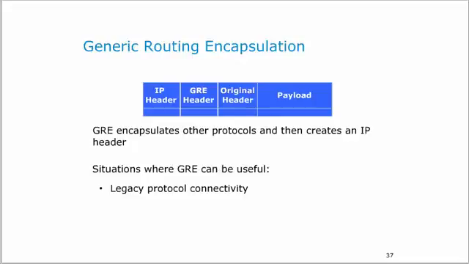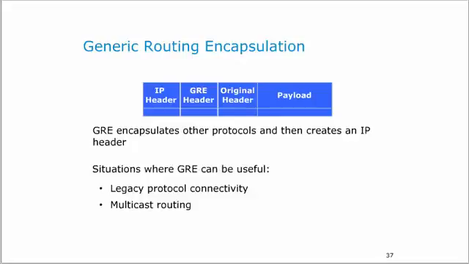Legacy protocol connectivity. In a network that is still using network layer protocols such as AppleTalk, Microsoft's NetBIOS, or IPX, GRE can be used to route these protocols through the WAN, even if intermediate routers don't support them or aren't configured to route them. With GRE, such protocols can also be routed across the Internet.